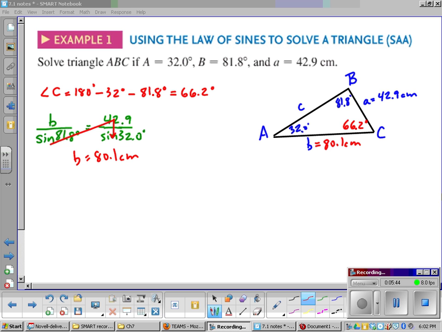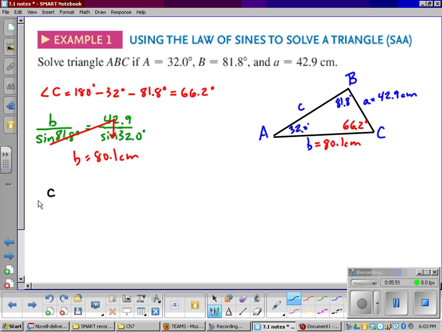Now let's find side C. And in order to do that, I'm going to go back to my given information. I'm putting the unknown on the top left. I'm looking for side C. So I'm going to say that is to sine C. Now that 66.2 is not rounded because these total exactly 180 degrees, and I can use it just like that. Then I'm going to have 42.9, which is my given A, is to sine of my angle A, which is 32.0.